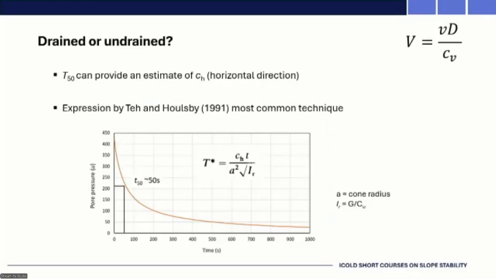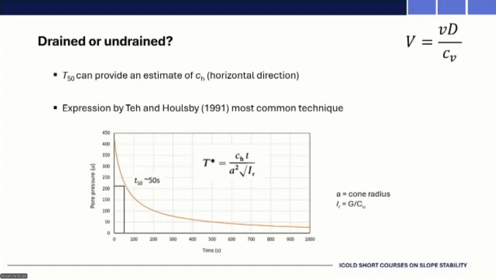So in order to determine whether it's undrained or drained, we need to get this coefficient of consolidation. This is probably the most commonly used method, Teh and Houlsby, where you plot the pore pressure dissipation phase with time. You use that equation shown there, where the a is actually the cone radius, not the diameter, so just be careful about that. And the I subscript R is a rigidity index type measurement.